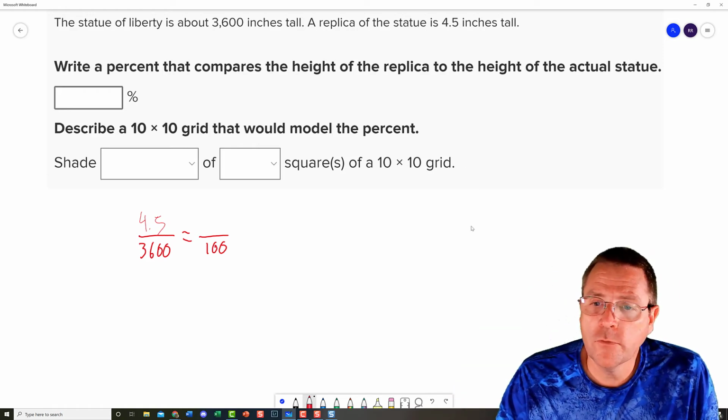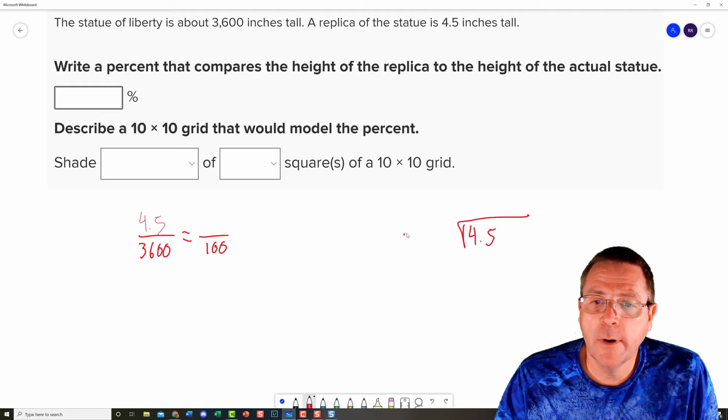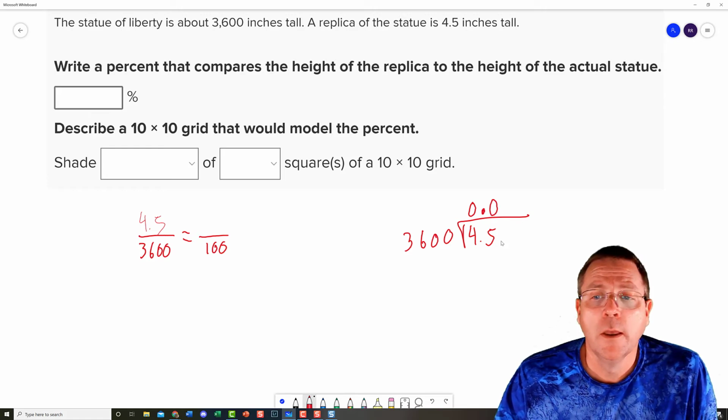I'm going to put my first number in the house, 4.5 divided by 3,600. I don't need to bounce any decimals anywhere because we've already got them all the way against the wall. This decimal is going to go all the way up. 3,600 goes into 4 0 times. It goes into 45 0 times. Next I'm going to annex in a 0, goes into 450 0 times. And finally it's going to go into 4,500 1 time.